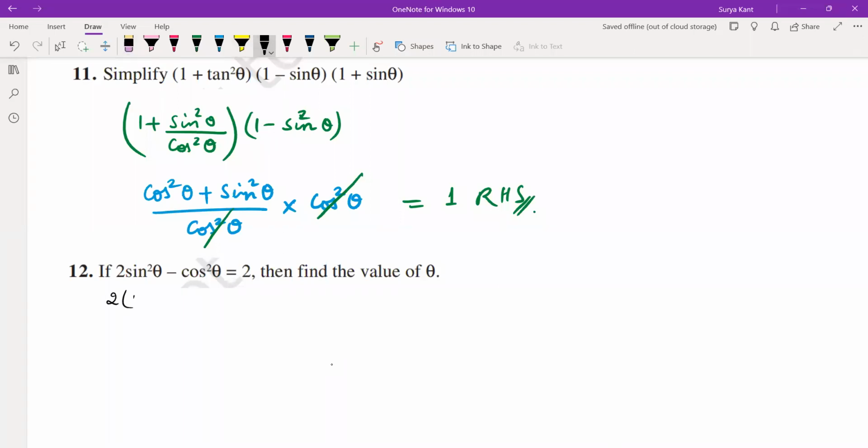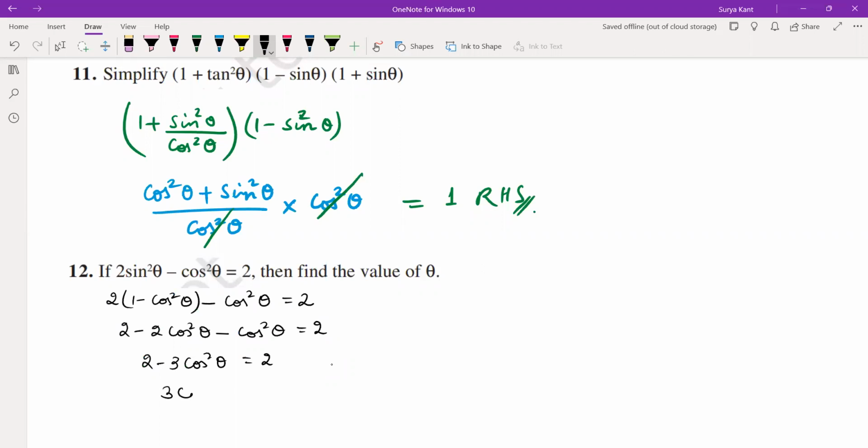So 2 into 1 minus cos square theta, again minus cos square theta, is equal to 2. So 2 minus 2 cos square theta, again minus cos square theta, is equal to 2. So 2 minus 3 cos square theta is equal to 2. So we can write 3 cos square theta is equal to what?